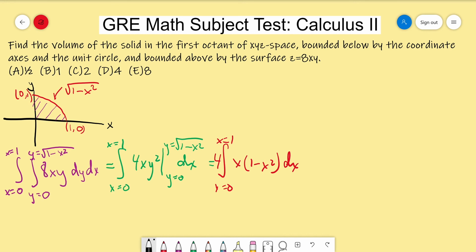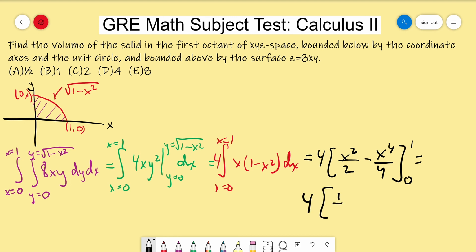Okay, so now let's evaluate this integral with respect to x. We'll get 4 times, well, x minus x cubed integrated is going to be x squared over 2 minus x to the 4th over 4, and all of this has to be evaluated from x equals 0 to x equals 1. So this will give us 4 times 1/2 minus 1/4. 1/2 minus 1/4 is 1/4, times 4 is going to be 1. So our answer is B.